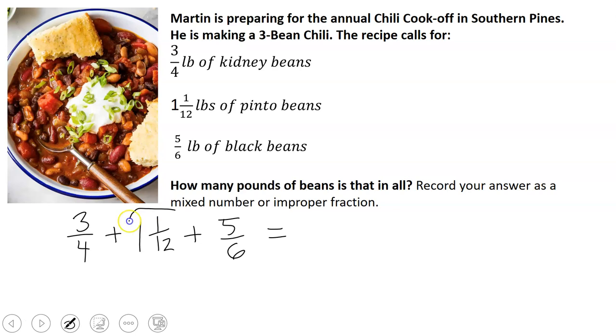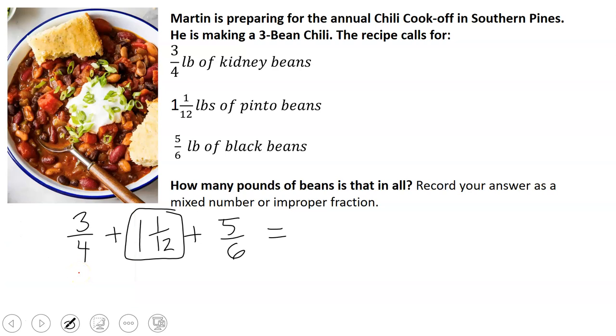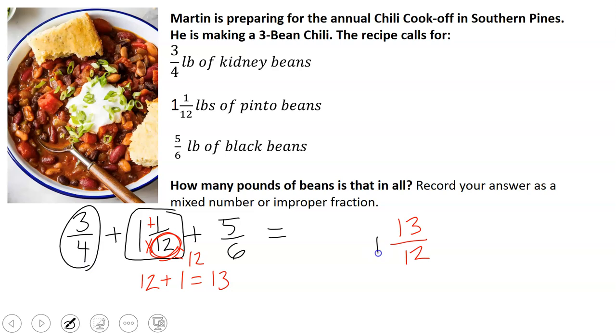From here I notice that I have a mixed number, and I need to change this mixed number to an improper fraction. So I'm going to multiply the whole number, the 1, by the denominator 12, and I get 12. Then I'm going to take that 12 and add the numerator value, which is 1, and this gives me the new numerator of this fraction. And the new numerator is 13. And the denominator remains the same, it remains a 12. Then I'm going to go ahead and record the rest of the problem, the 3/4 and the 5/6.